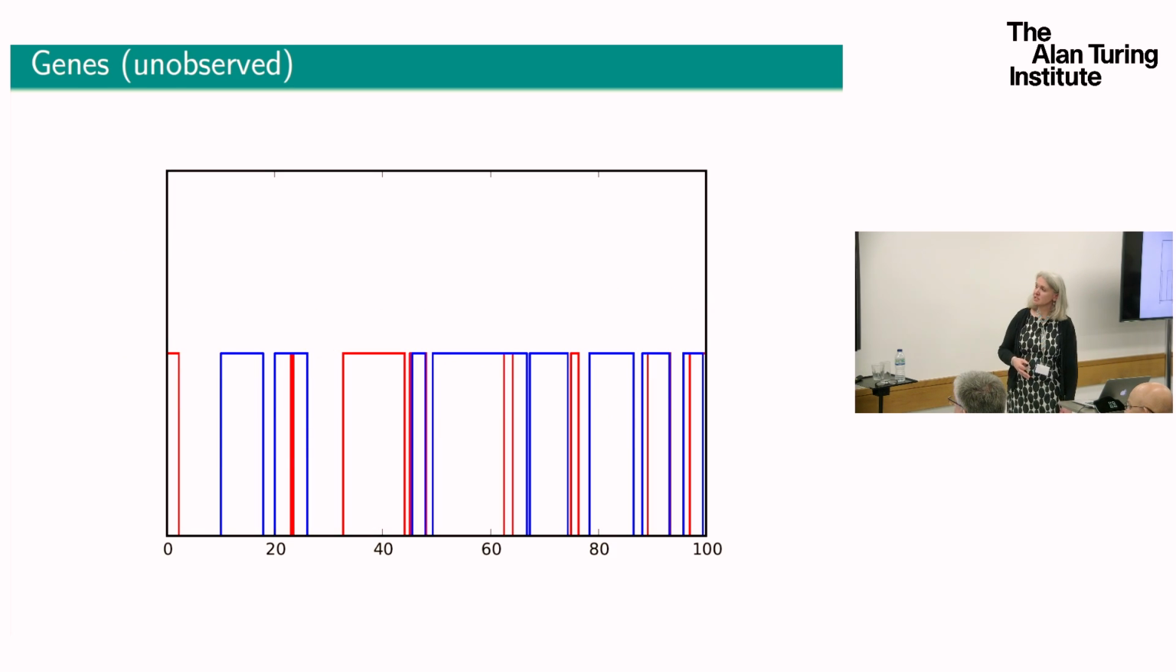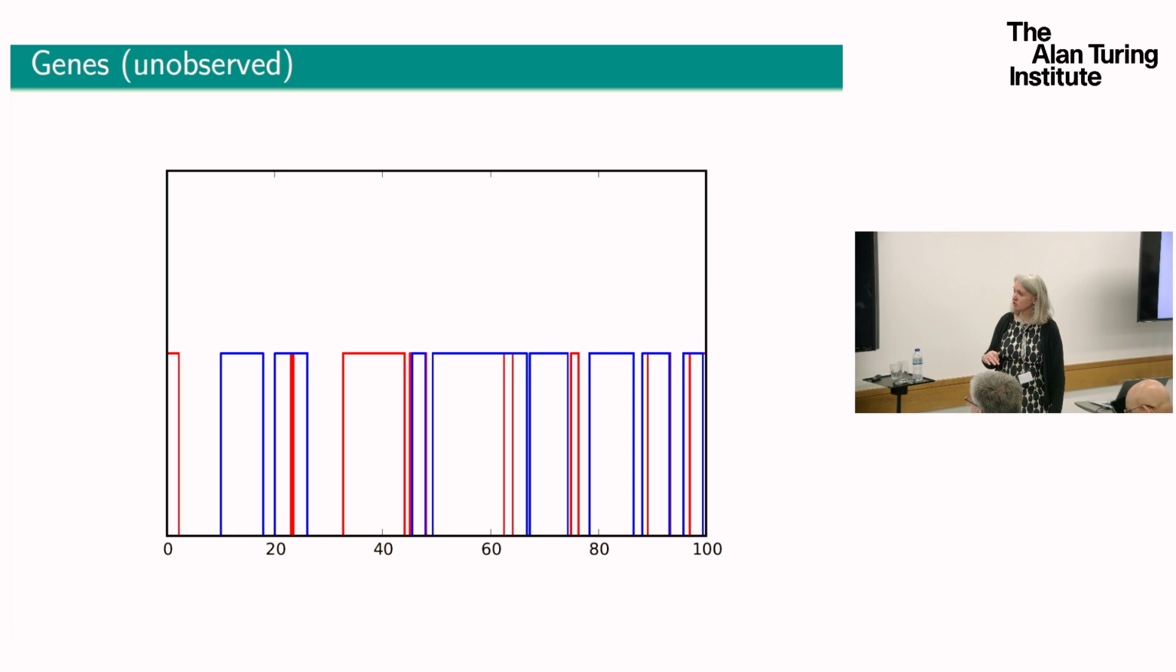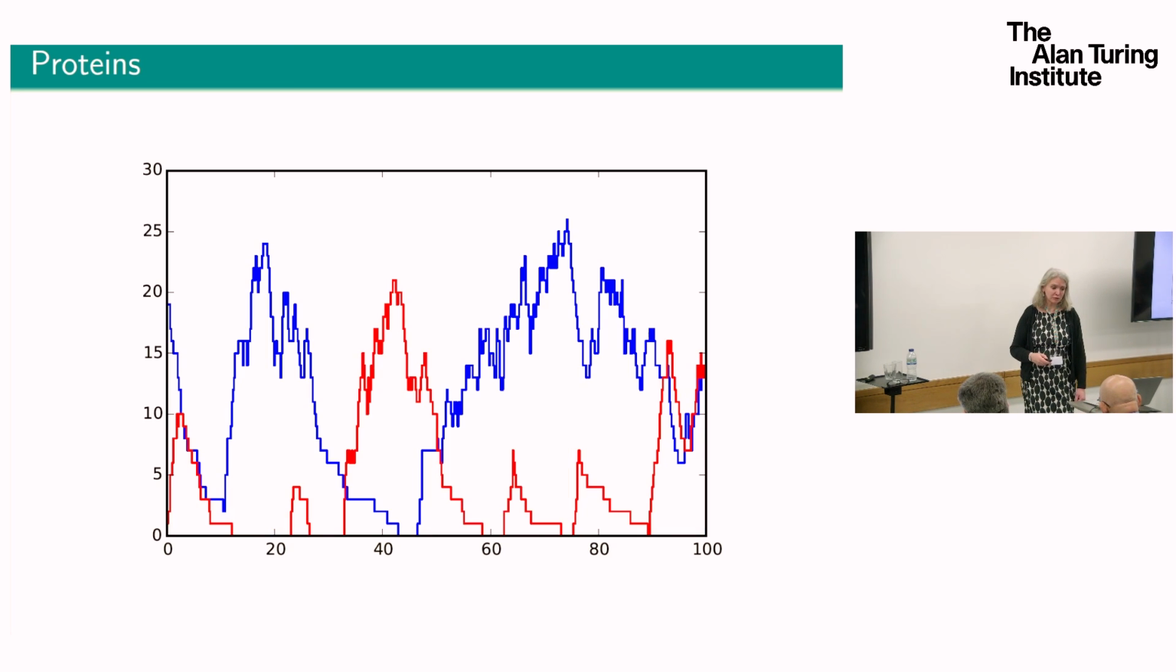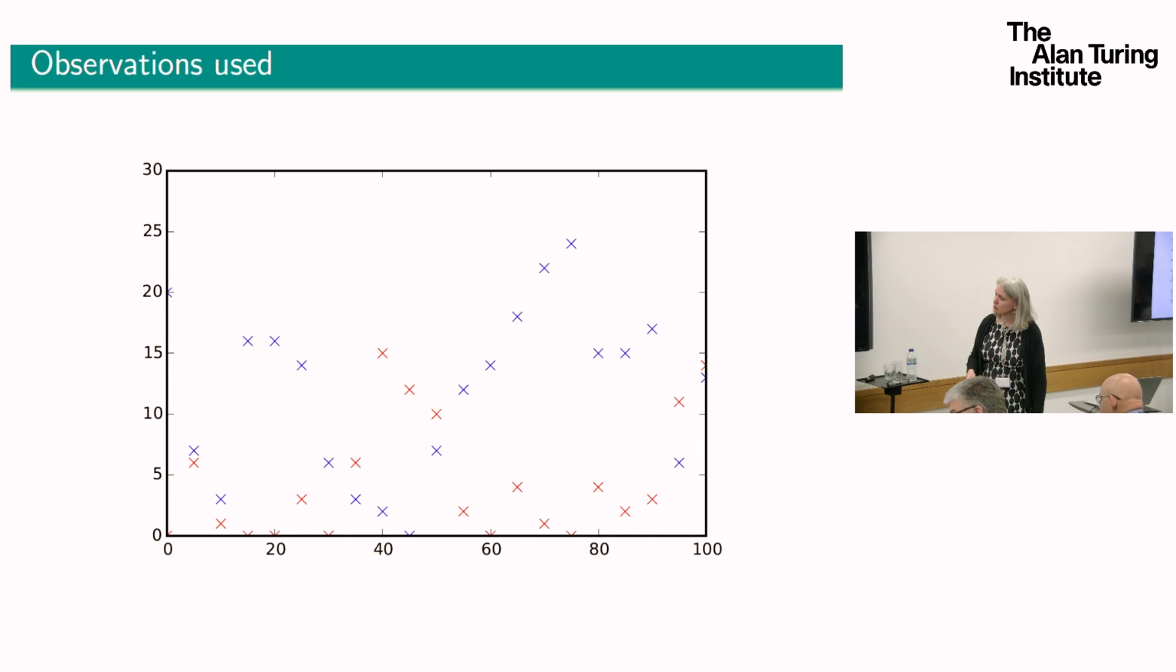So these are the genes from the one simulation trace that we generated, but these are unobserved. We don't give this data to the model. But these are the proteins that come from those genes switching on and off, and we just sample 20 points from each of those trajectories. So this is the data that we actually give to the model for the inference.